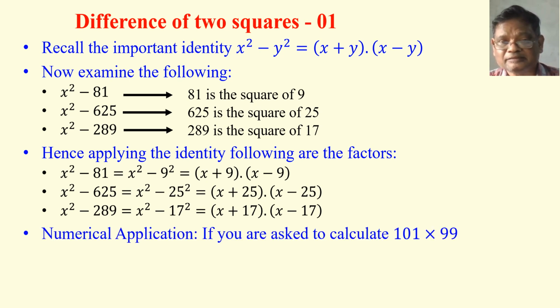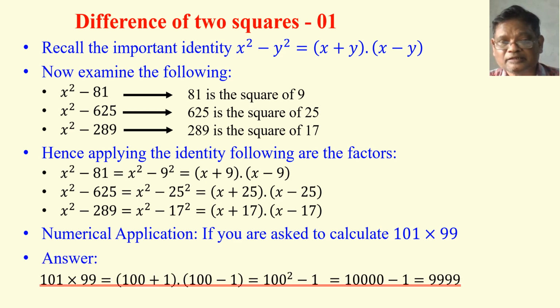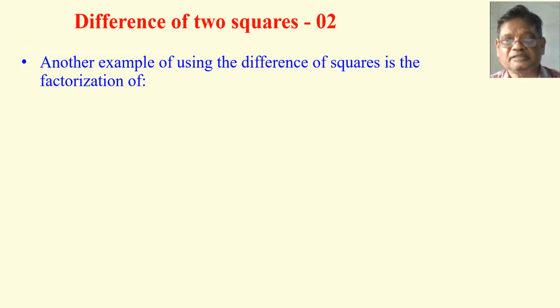Numerical application: if you are asked to calculate 101 into 99, the answer is 101 into 99 is equal to (100 plus 1) into (100 minus 1), which is equal to 100 squared minus 1, which is equal to 9999.